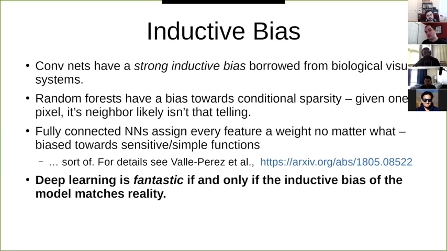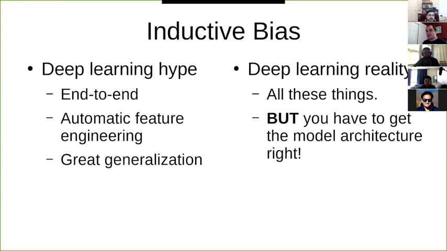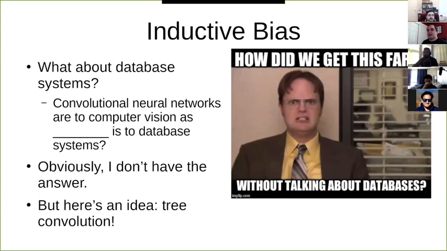Deep learning gives you all of those magical benefits that you were thinking about, but only if you have the right inductive bias. If your inductive bias doesn't match reality, you might perform worse than a classical AI method. You might perform worse than a random guess. So the trick is to think about, for my particular problem, if I want to apply deep learning to it, how do I find the right inductive bias? But yes, if you do that, you can get end-to-end learning, you get awesome automatic feature engineering, you get great generalization. But if you don't get the model architecture right, you're probably just wasting your time.